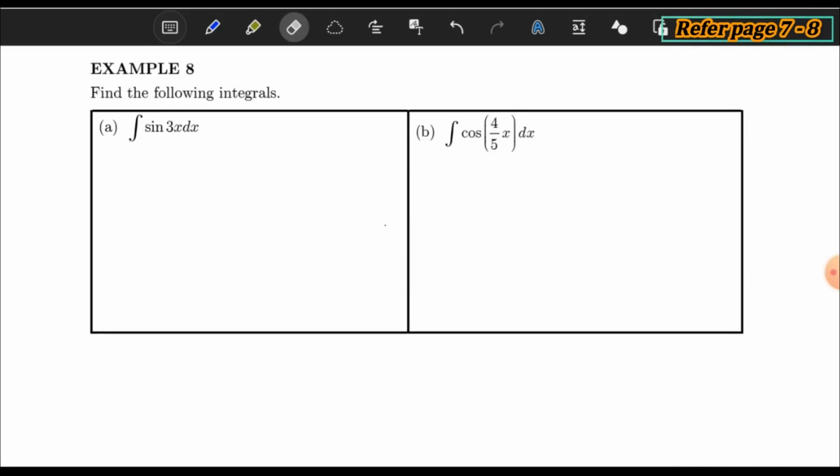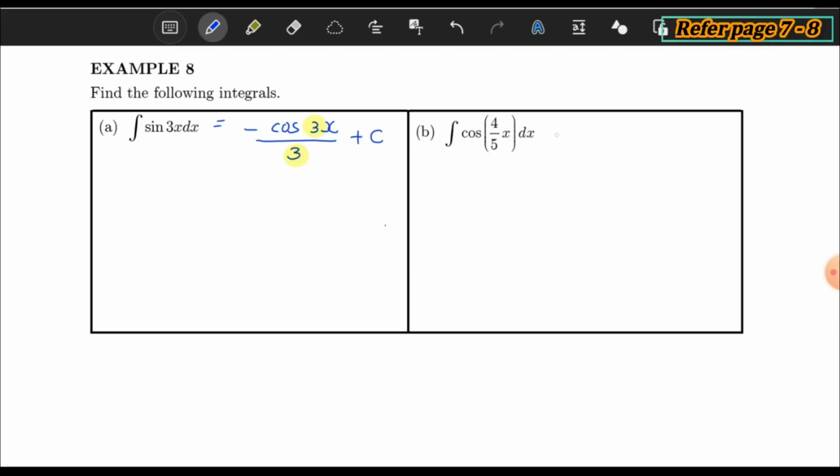A. Integrate sin 3x with respect to x equals negative cos 3x divided by 3. And 3 is the derivative of the angle. Don't forget to write plus c.